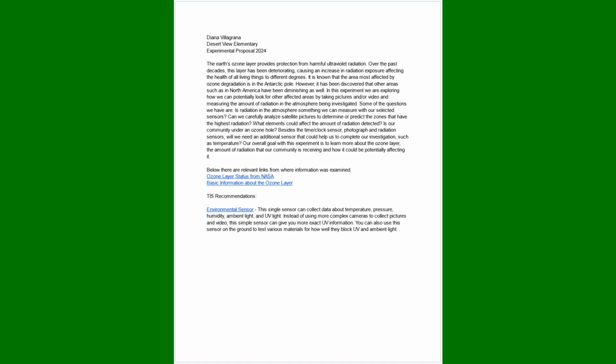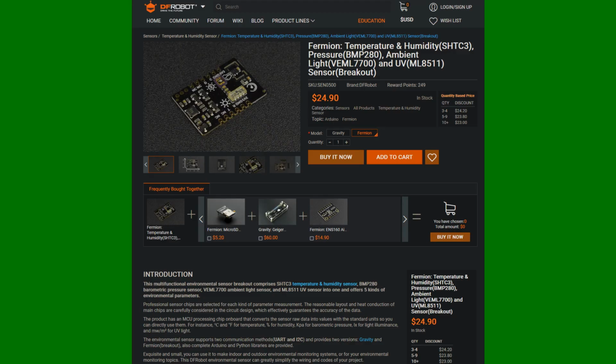For my recommendations, I put this multifunction environmental sensor from DF Robot. This is a sensor that I have actually had experience with. I've used this particular sensor. It's a great sensor. It might be a little bit more expensive than some other sensors at about $25, but you get a lot of different data from it. It's basically four different sensors in one.